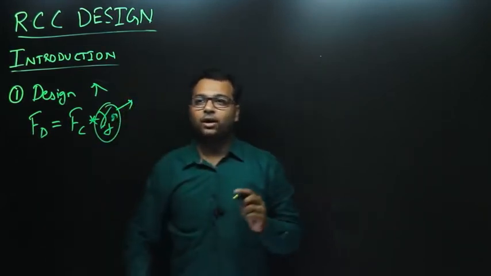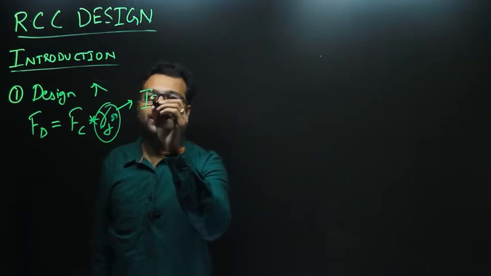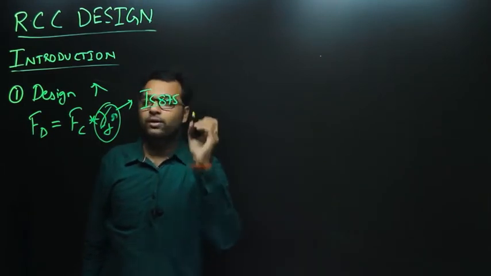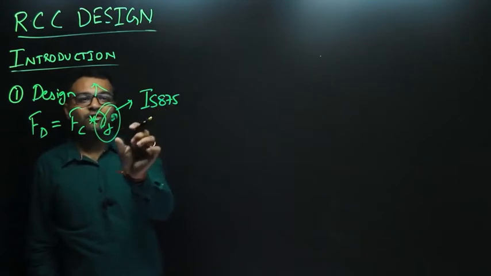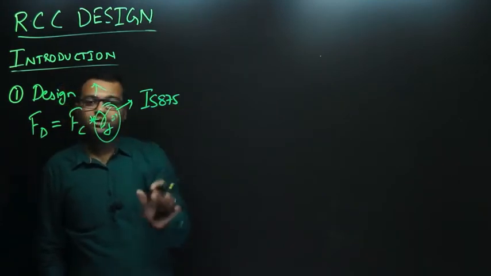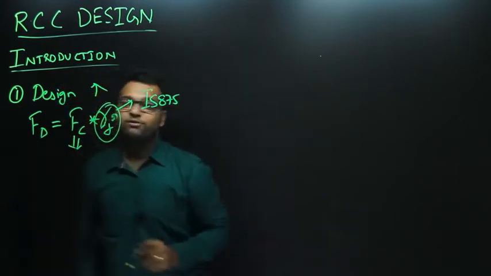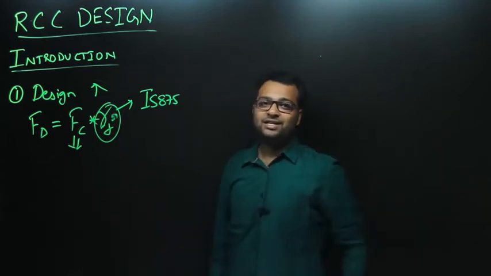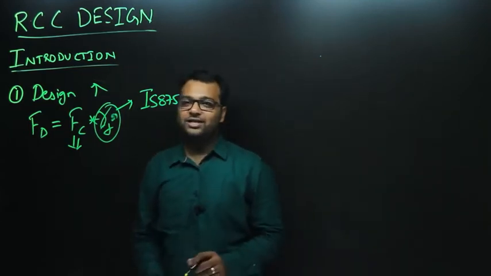How will we come to know about this gamma factor? We have a standard code for this, the IS code, IS 875. So we'll refer to this code for the different kinds of factors to be applied to the loads. And when I say FC, it is basically the characteristic load. So how do we calculate the characteristic load?